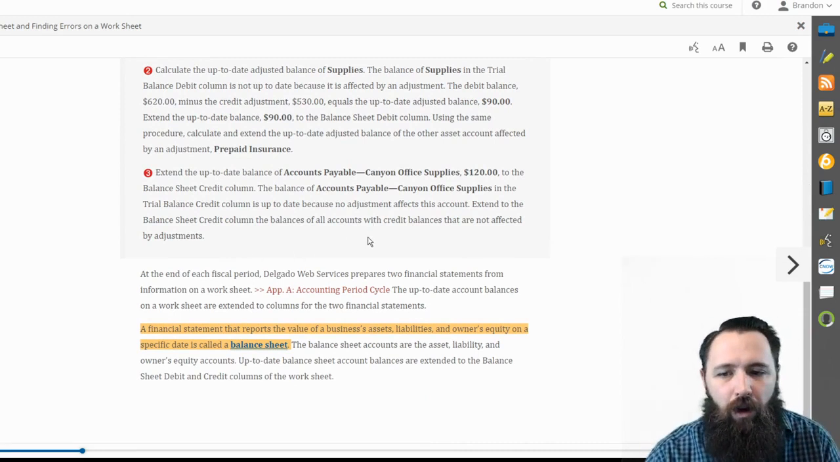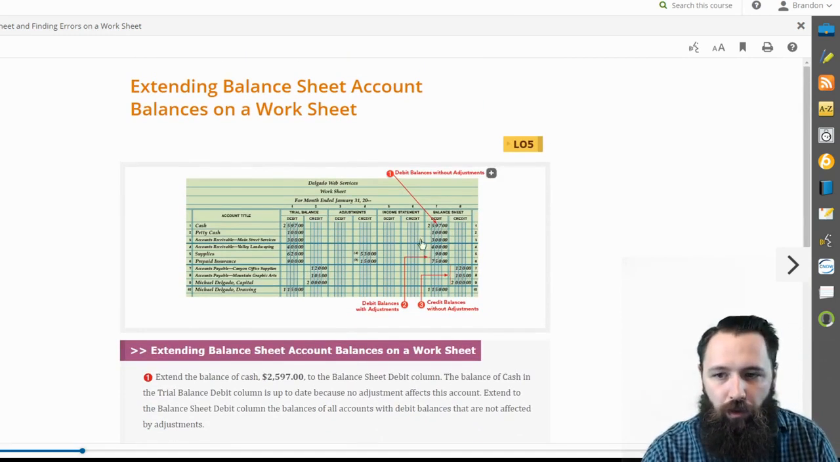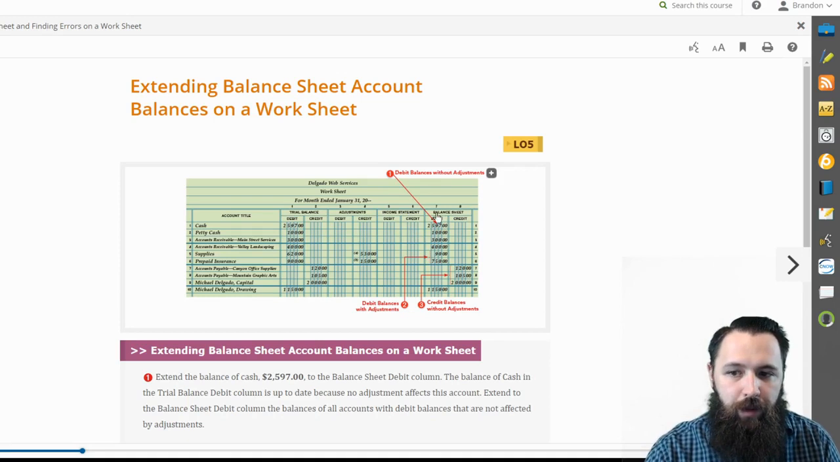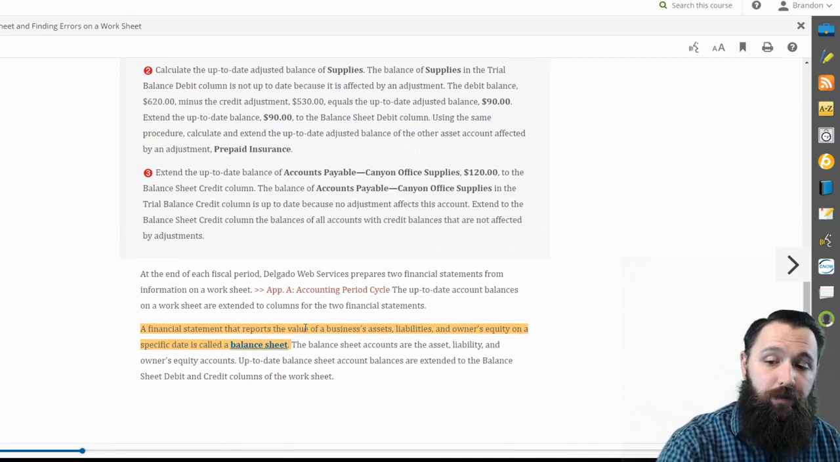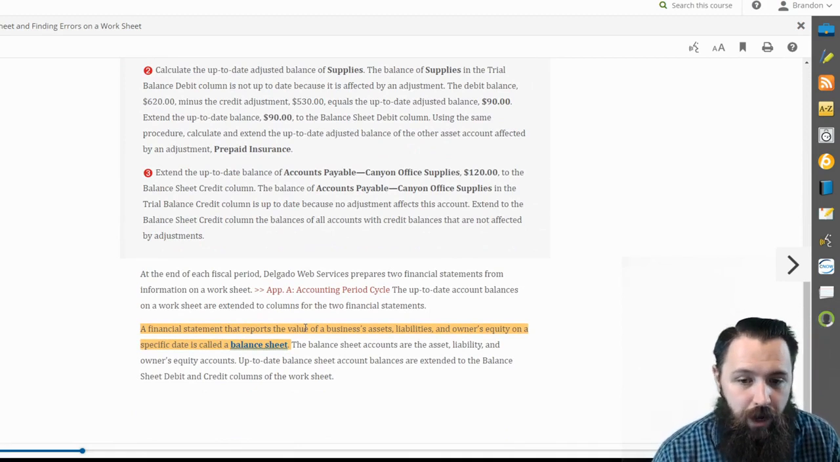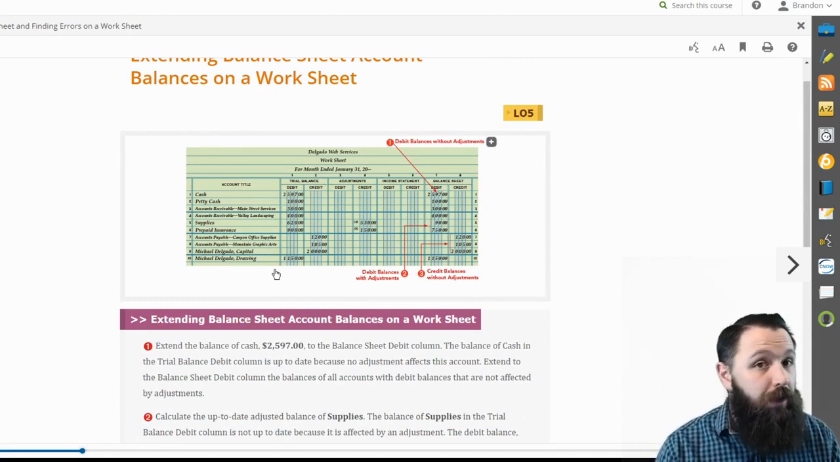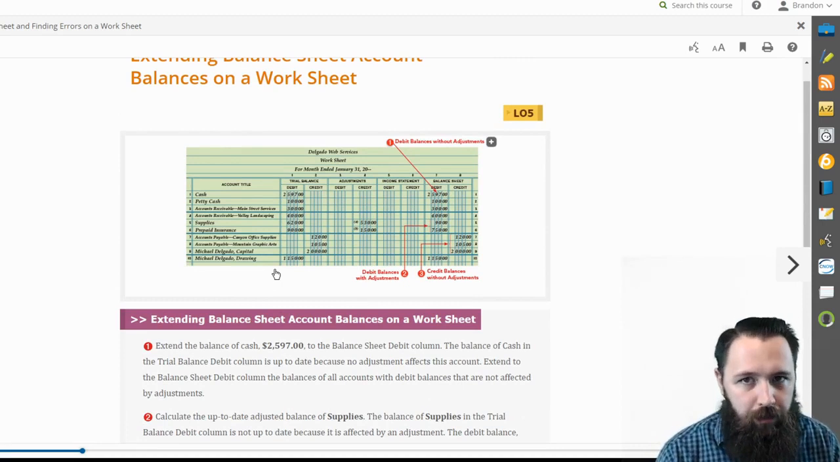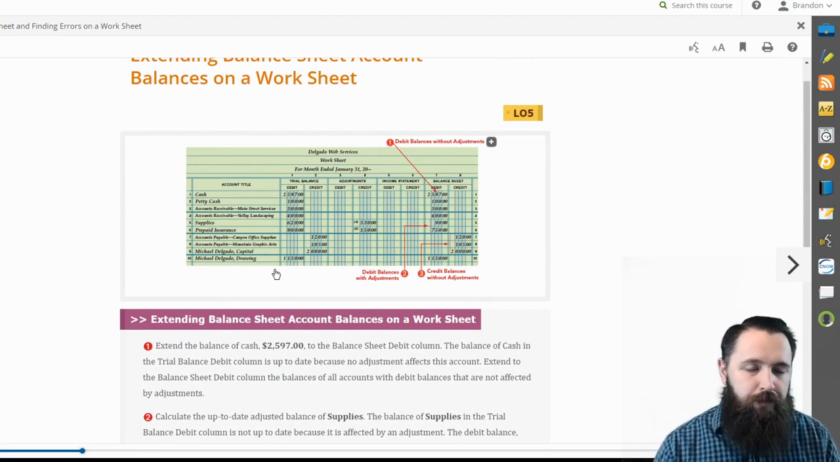So it's probably a good thing to go over what are the two financial statements that we're looking at here, and we're going to look at both of them. But the first one is income statement, and what we're working on now is balance sheet. So let's look at the balance sheet. This is a financial statement that reports the value of a business's assets, liabilities, and owner's equity on a specific date. Now, you're going to need to know the specific accounts that are on a balance sheet versus an income statement. These are two of the most common accounts that you're going to use in any business. They are like core financial statements.